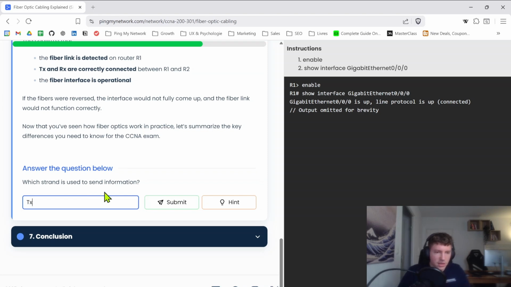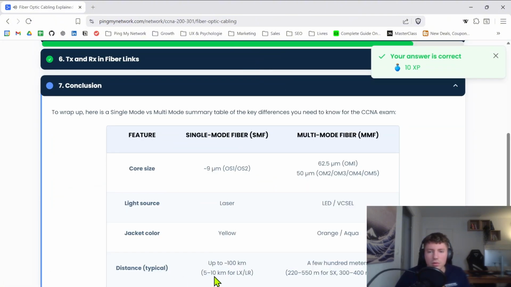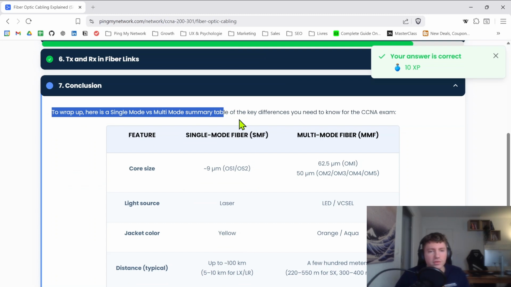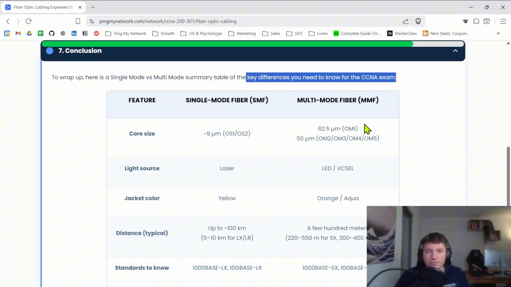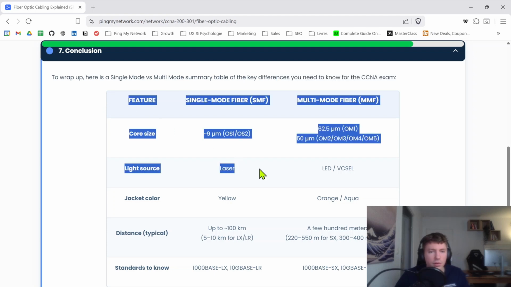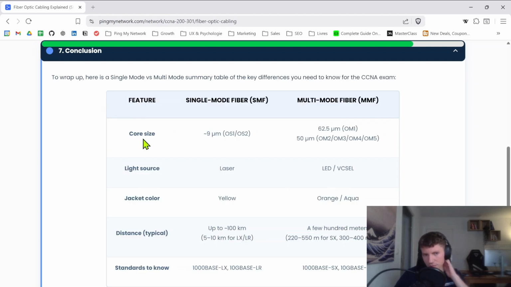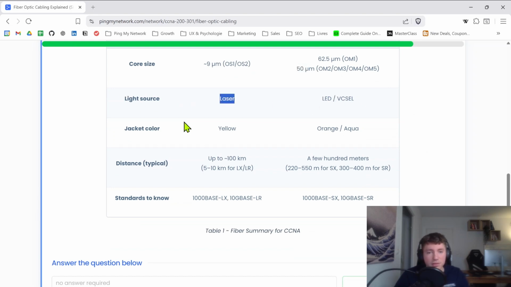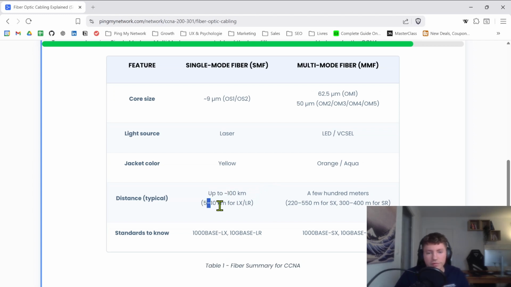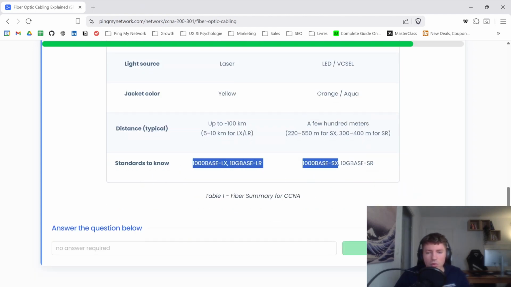Conclusion. To wrap up, single mode and multi-mode are what you need to know. Core size: single mode 9 micrometers, multi-mode 62.5 micrometers and 50 micrometers. Laser or LED; yellow, orange, aqua; up to 100 kilometers, 5 to 10 kilometers for LX/LR, and a few hundred meters for multi-mode.